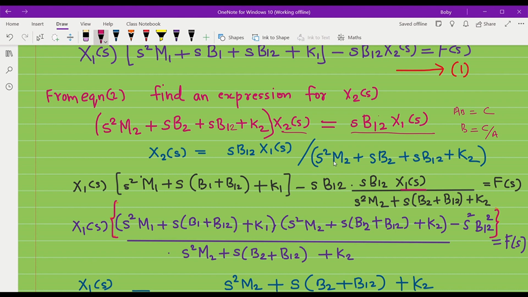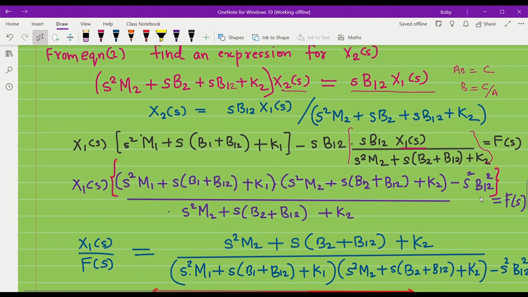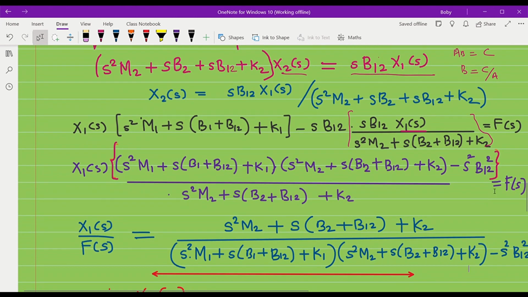ഓക്കെ, സോ ഇവിടെ x2 of s that has been put into equation number 1. So equation number 1 ൽ ഈ x2 of s ന് പകരമായിട്ട് നമുക്ക് ഇപ്പോൾ കിട്ടിയ ഇക്വേഷൻ നമ്മൾ സബ്സ്റ്റിറ്റ്യൂട്ട് ചെയ്യുന്നു. അതിനുശേഷം നമുക്ക് എന്ത് ചെയ്യാൻ പറ്റുന്നു? After that we can see this denominator. ആ ഡിനോമിനേറ്ററിനെ കോമൺ ഡിനോമിനേറ്റർ ആയിട്ട് നമുക്ക് എഴുതാനായിട്ട് ഈ ഡിനോമിനേറ്റർ എന്ന ഈ ടേമും see here the same.